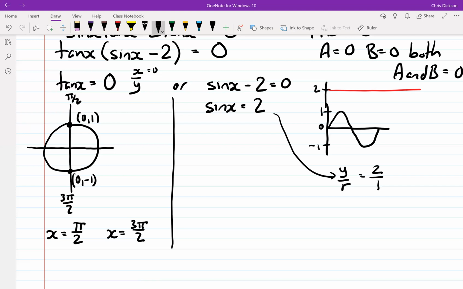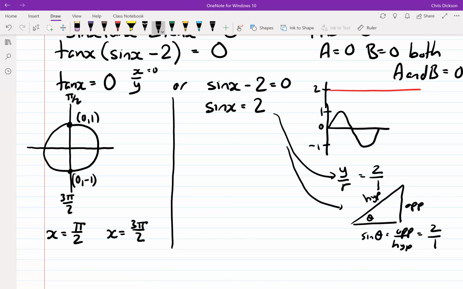And a third way you could think about this is as a grade 10 student and thinking, well, if this is angle theta, and this is the opposite side, and this is the hypotenuse, then the sine of theta would be the opposite over the hypotenuse. And you're saying it's 2 over 1.